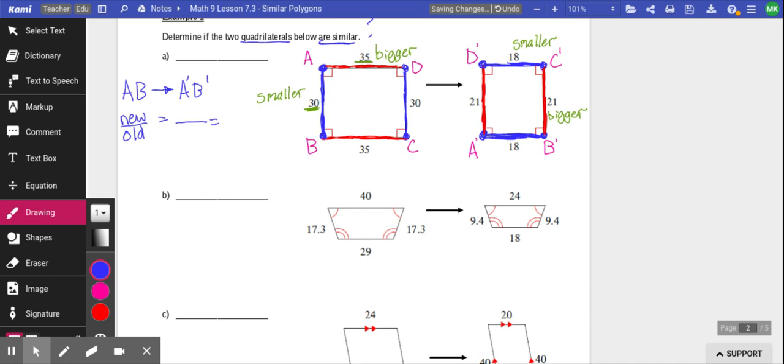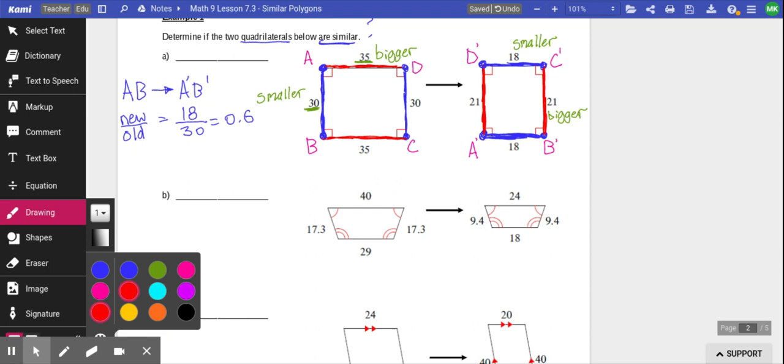My new AB is 18. My old AB is 30. If I put that on my calculator, 18 divided by 30, I get 0.6. If these are similar triangles or similar quadrilaterals, that means that when I check my other side length, it should also grow by a scale of 0.6. So if I was to take, for instance, B to C, it should be the same scale as B prime to C prime.